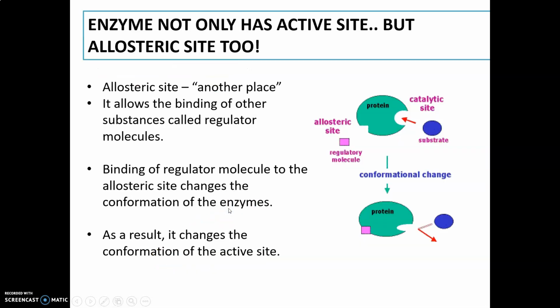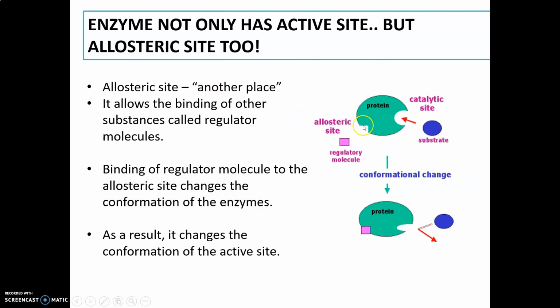Okay. And awak kena faham juga, selain daripada itu, enzim bukan sahaja ada active site, which is tempat di mana substrate akan bind. Tetapi banyak juga enzim yang ada another site yang kita panggil allosteric site. Bila kata allosteric, allo means another place. Sama juga macam allopatric speciation. Okay, speciation that takes place in another place. Allopatric, allo tu another place. Allosteric means another place jugalah. So dia ada another place. Okay, dia ada another site.